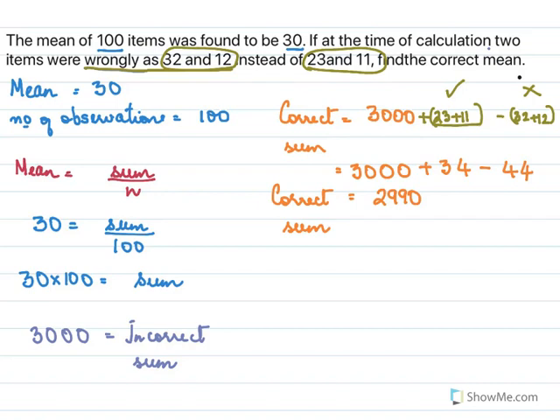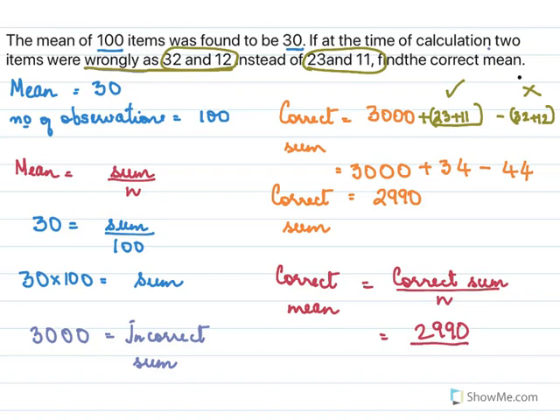After we do the correct sum, let's do the correct mean. The correct mean will be the correct sum over number of observations. So the correct sum is 2990. The number of observations here is 100. So your answer is 29.9.